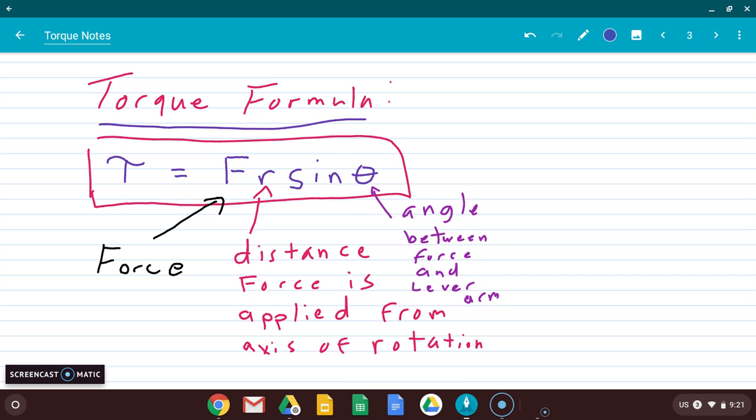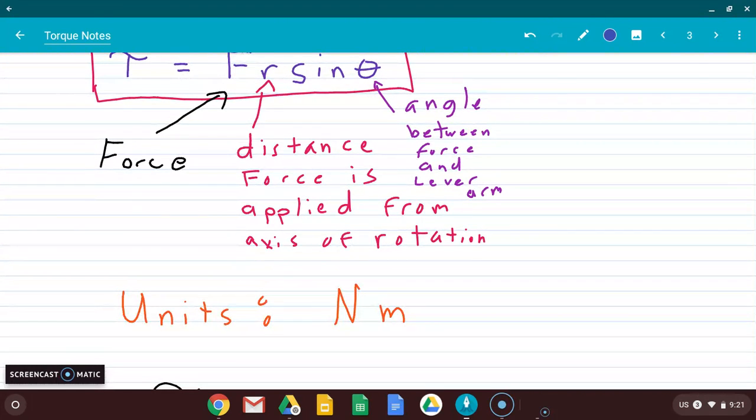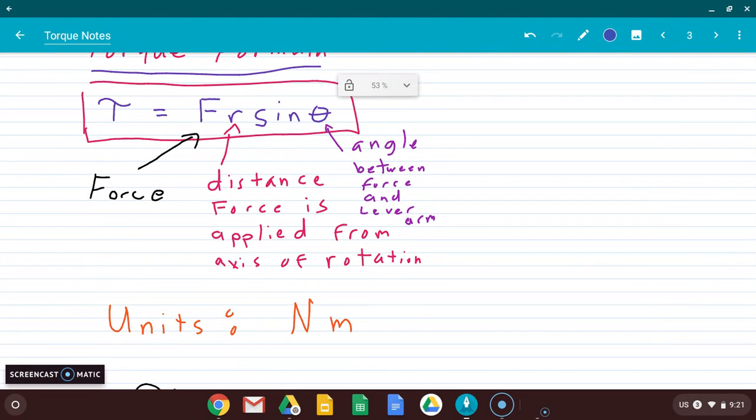There's a few other things before we get to an example to say about it. Number one, the common units for torque are Newton meters, okay? When we use this formula, we want to make sure our calculator is in degree mode and our angles that we're measuring for theta are in degrees as well. The R should be in meters. If not, we should convert. And the forces always should be in newtons.